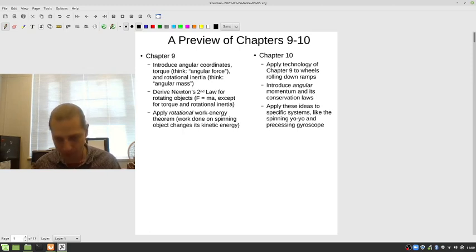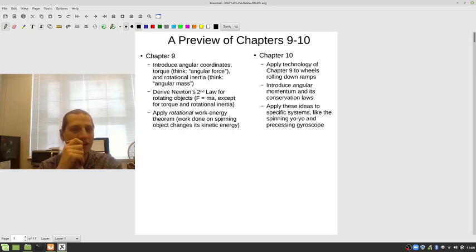And so when we go through that, we're going to have to introduce ideas like angular momentum and conservation of angular momentum, and it's going to give us new types of problems we can solve, like as I said, a wheel rolling down a ramp, or a yo-yo spinning on its axis, or a gyroscope that's precessing around like this. So we're going to talk about all that type of stuff.